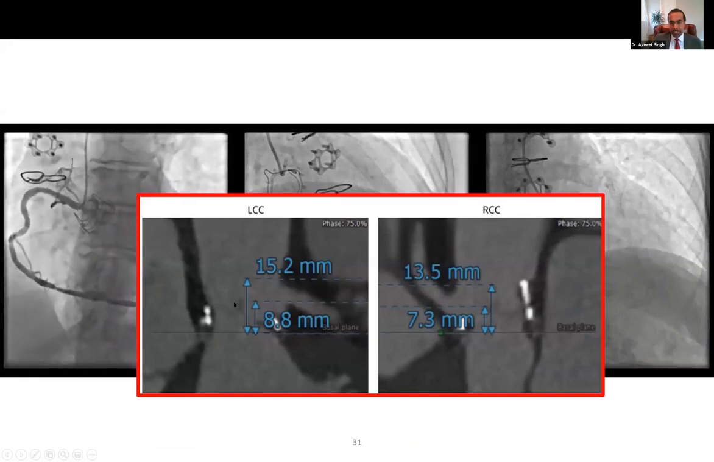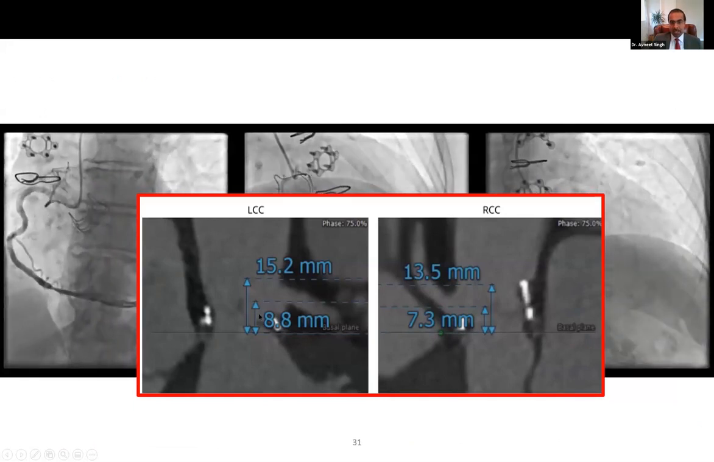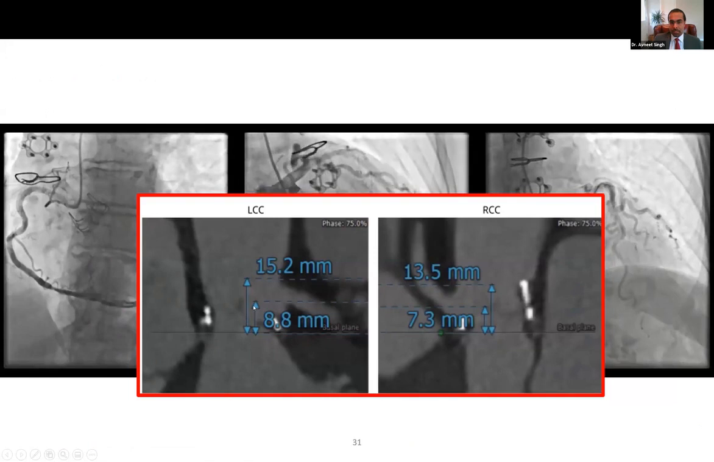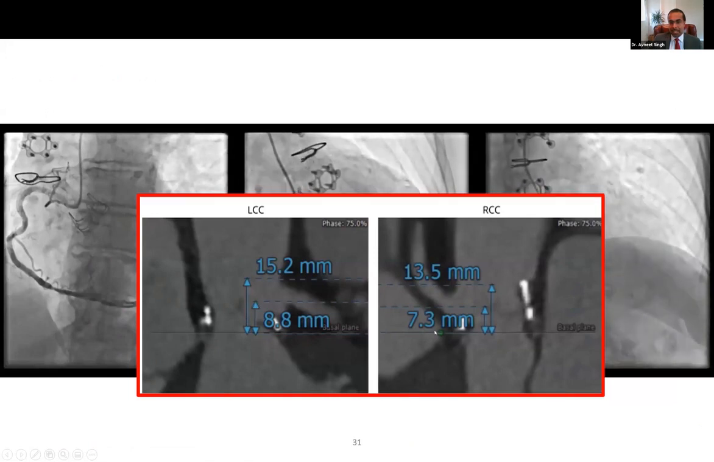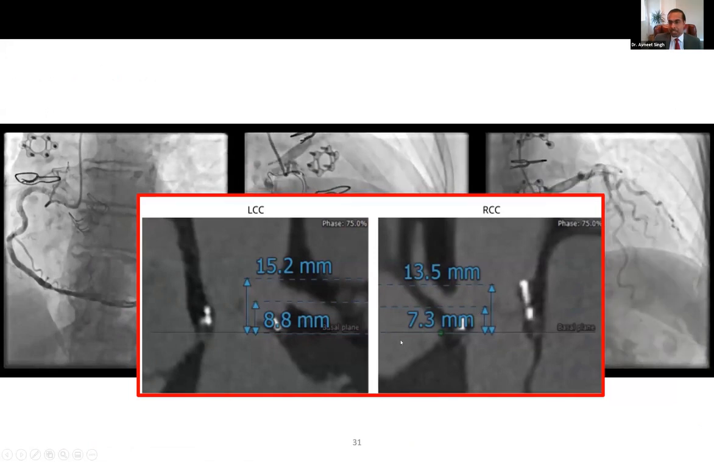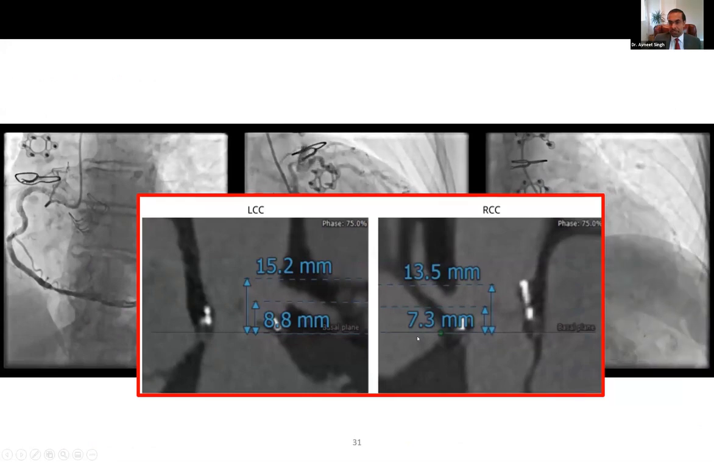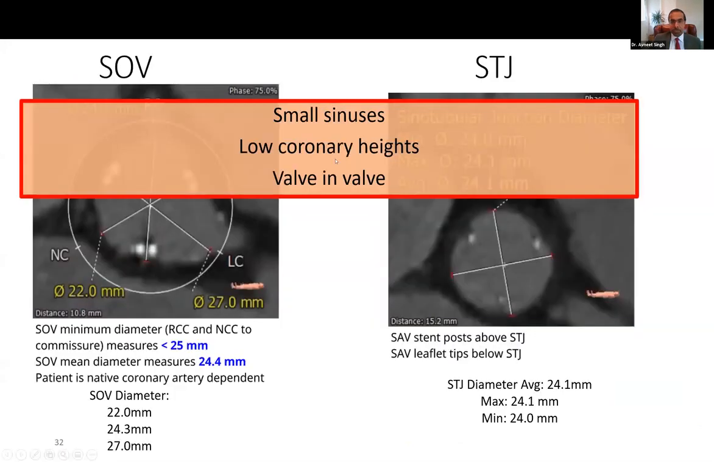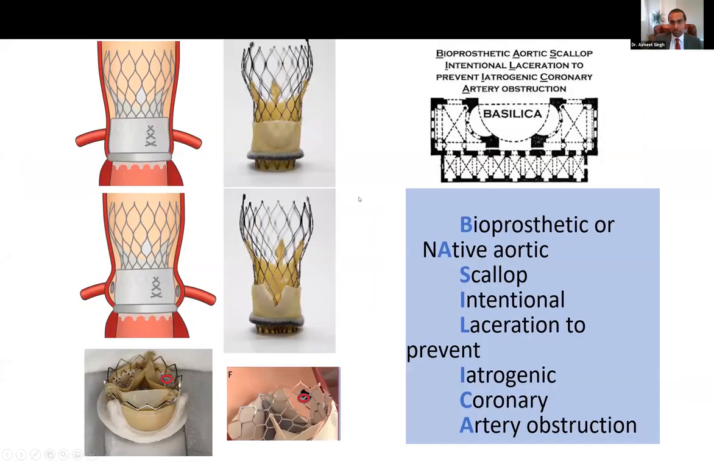She underwent the regular routine testing that we do for all patients, and her coronary heights are really low. She has a left main of 8.8 and the right coronary is 7.7. So she's at very high risk for coronary obstruction. This is a typical patient, small sinuses, low coronary heights, and this is a valve-in-valve. So you have to be prepared. Just going in and putting in a transcatheter valve, we know that we're going to run into a problem. So that's where we applied the BASILICA.